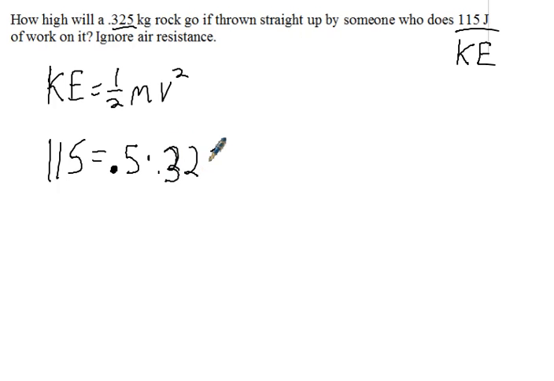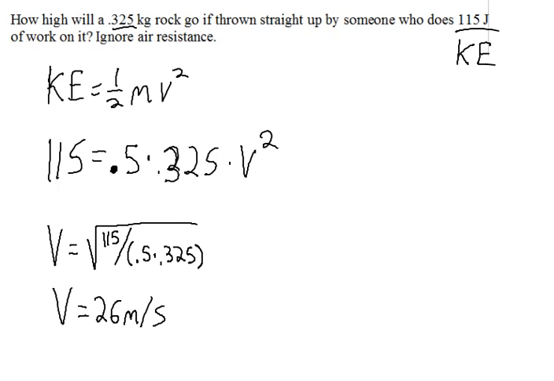0.325 times v squared. And that's just a matter of solving for v squared. So you take all this stuff, and after doing a little bit of math down here, you find that the velocity equals 26 meters per second. All I did was just solve to get the v by itself down here. Should be pretty comfortable for you. So now we know how fast the thing was thrown straight up. So you just got the problem where the thing was thrown up with a velocity of 26 meters per second.